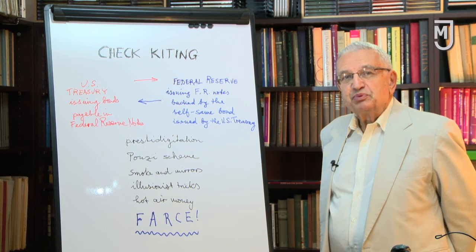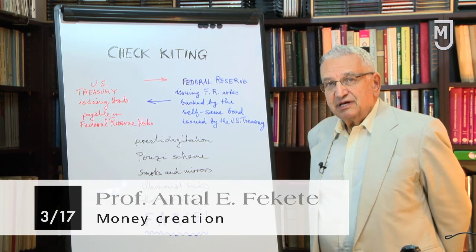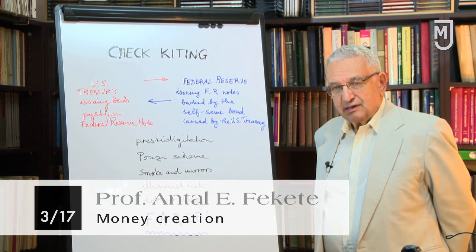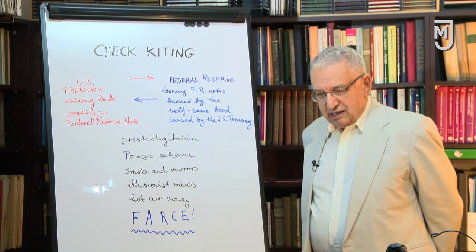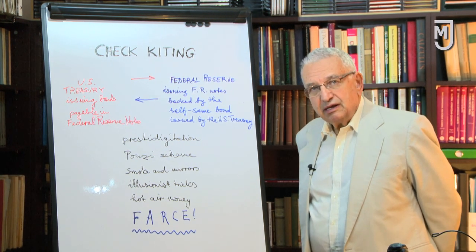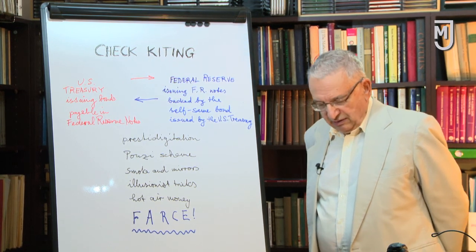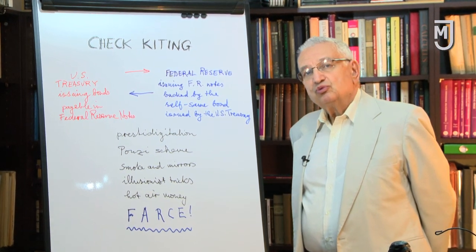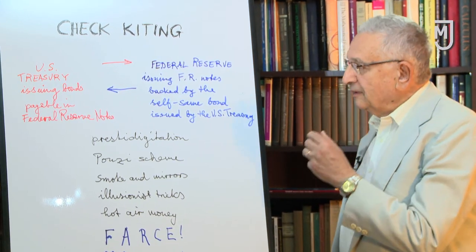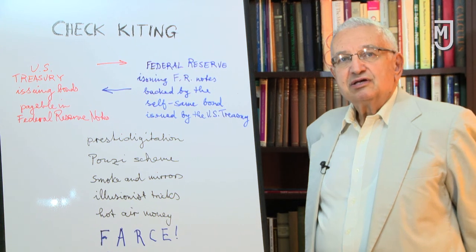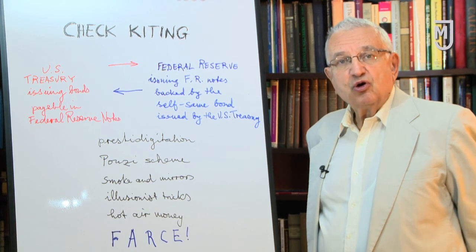I'm going to explain how money is being created. It's a very interesting story, and it's actually complicated, but intentionally complicated, because the authors of the present monetary system don't want you to understand what is going on. But that's the true story. And the true name for it is check-kiting.